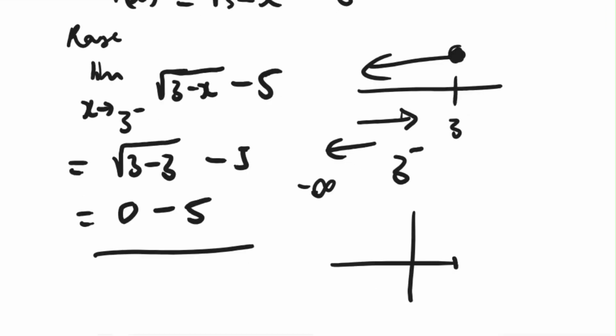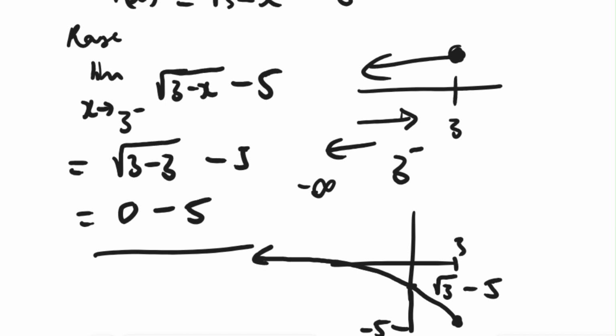There is 3 and there is minus 5. Here is our point, and then we don't know where it's cutting, but we can check. When our x is 0, our y-intercept is going to be the square root of 3 minus 5. Square root of 3 minus 5 is a negative number, so it will cut there. So we must come and cut there and then go that way. And that will be our function. That's how it looks.